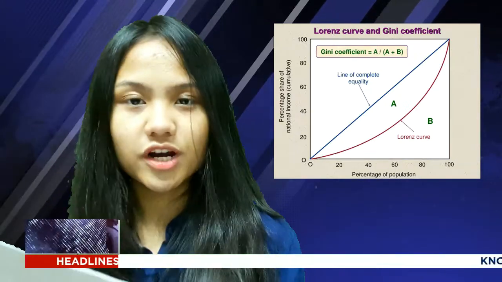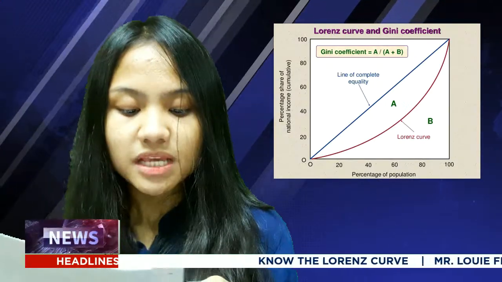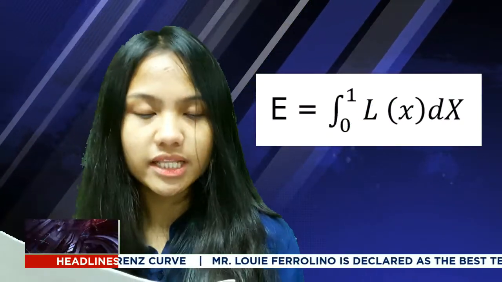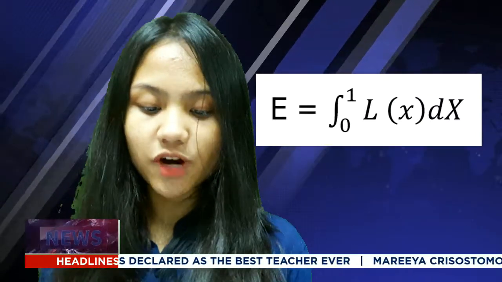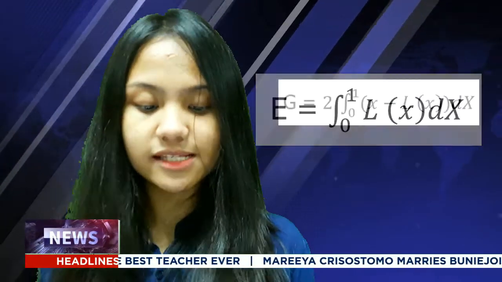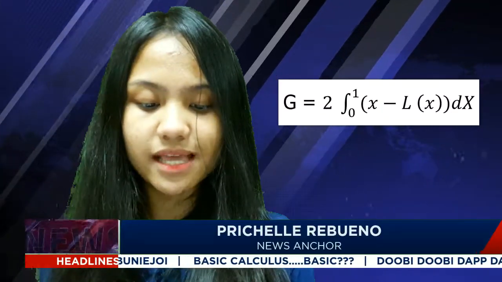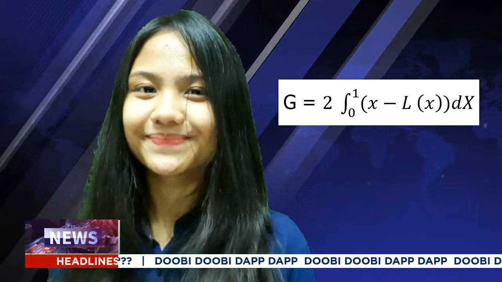Using the formula for integration, we can find the value of B as B is equal to the definite integral from 0 to 1 of L of x times P of x. So the formula for the Gini coefficient is G is equal to 2 times the definite integral from 0 to 1 of x minus L of x and its derivative.